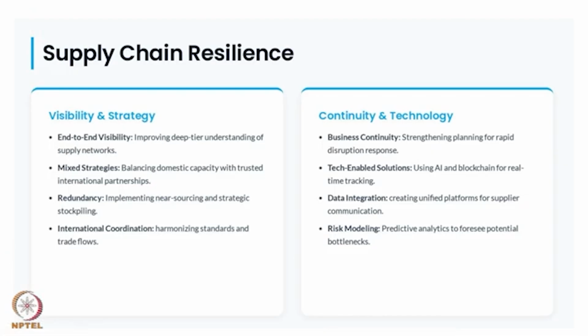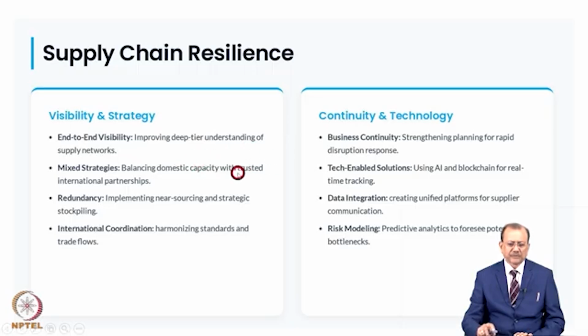Then we have challenges and opportunities in terms of supply chain resilience. There is an opportunity for end-to-end visibility of the supply chain, so that we know where there is a bottleneck. This is also one of the important aspects of smart manufacturing, the connected value chain of smart manufacturing, the supply chain and logistics. So here you can see on the right-hand side, I have jotted down some of the technologies, like technology-enabled solutions using AI and blockchain for real-time tracking of what is happening, and data integration, creating a unified platform for supplier communication.